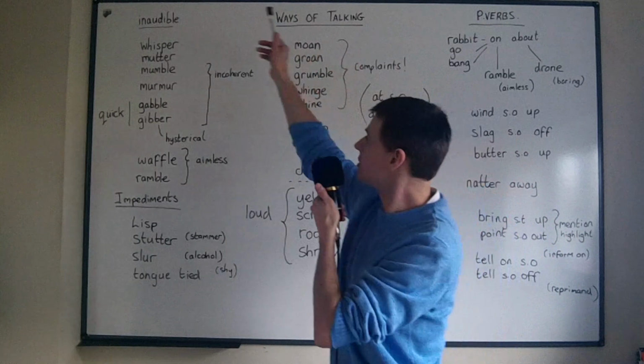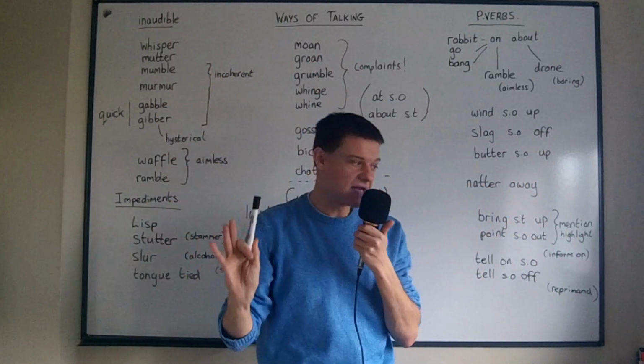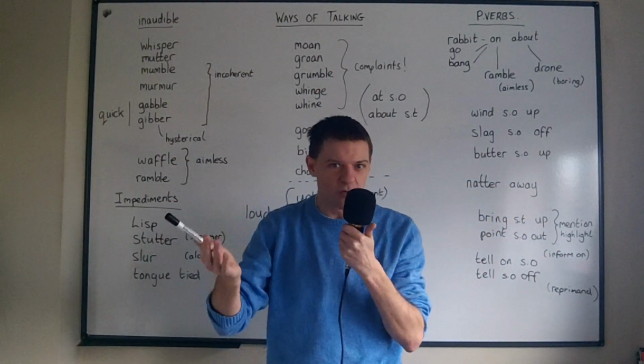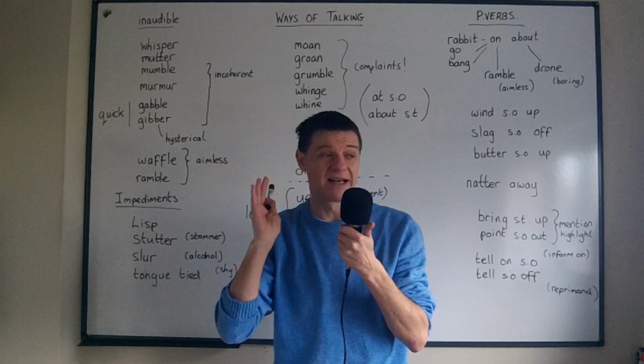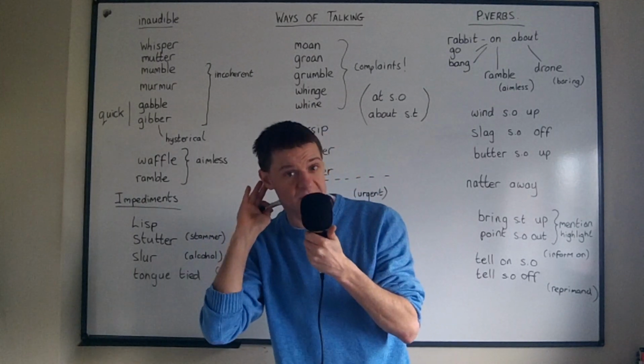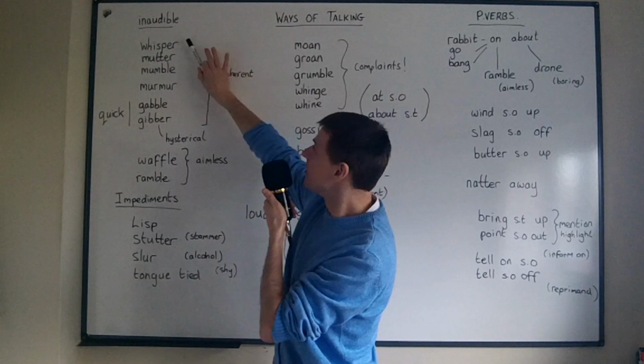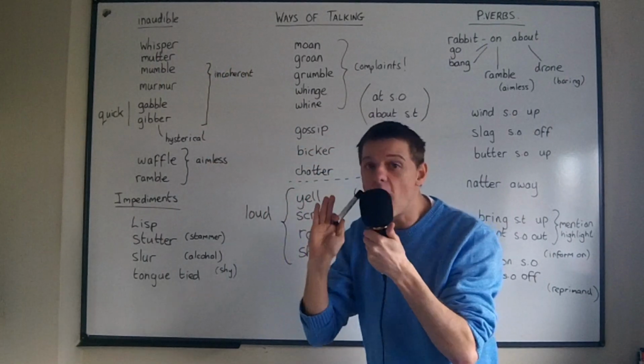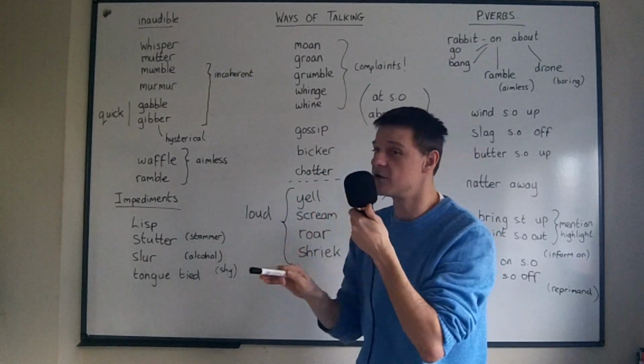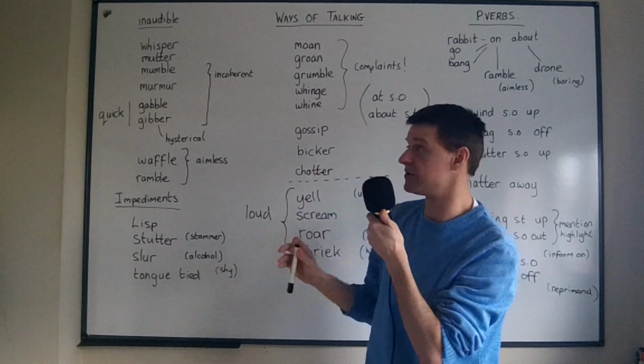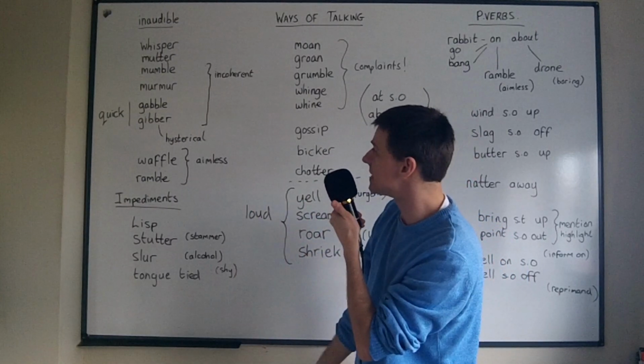So I'm going to start with the ones more connected to inaudible sounds. Inaudible just means quiet, or it literally means it's not possible to be heard. And obviously a whisper is a very quiet way of talking. It's when you whisper something to someone, maybe a secret or something that other people shouldn't hear.